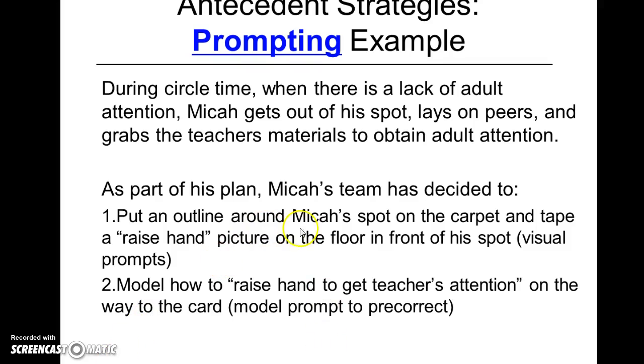So for the prompting, Micah's team has decided to put an outline around Micah's spot on the carpet and tape a visual raise-hand picture on the floor in front of his spot. So that's a visual prompt there. Or model how to raise his hand to get teacher attention on the way to the carpet. So that's a model prompt to pre-correct. Showing how to do it and then having a picture there are both good ways to provide prompts.